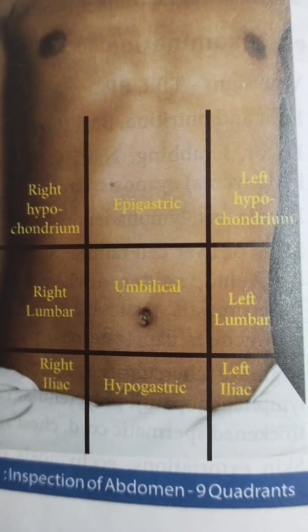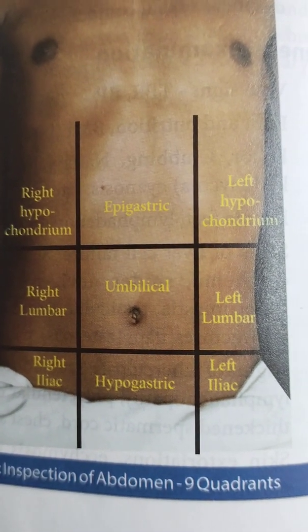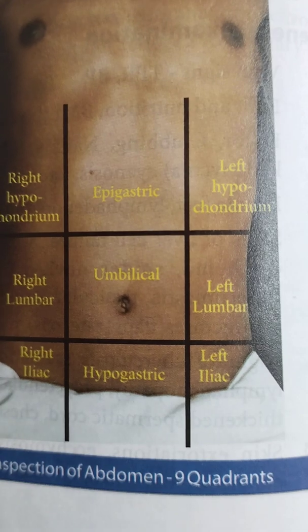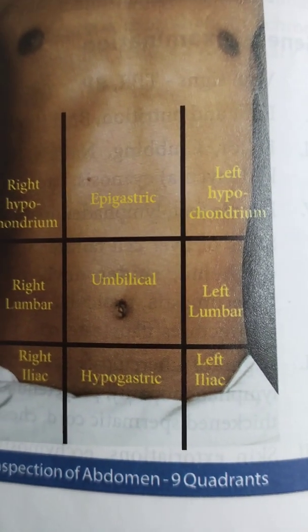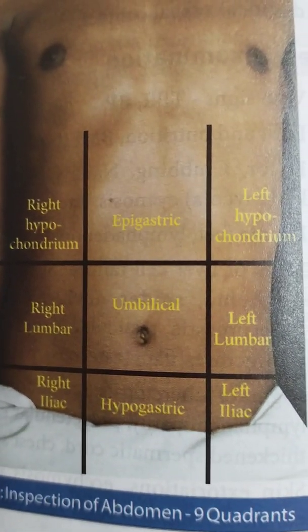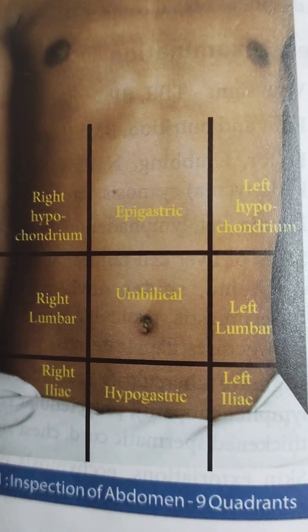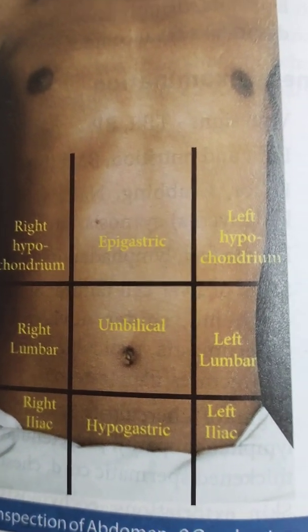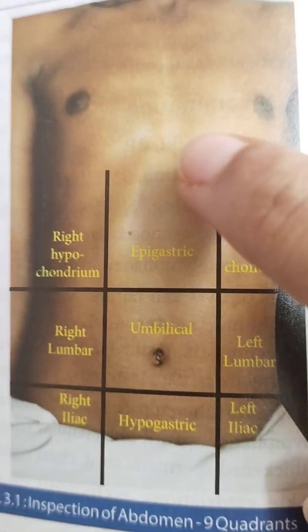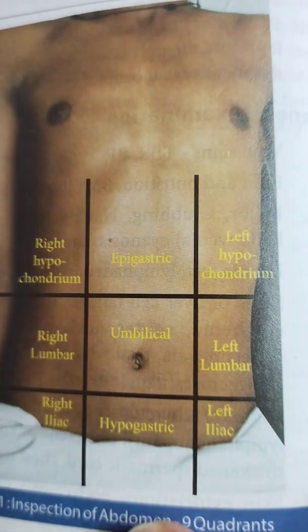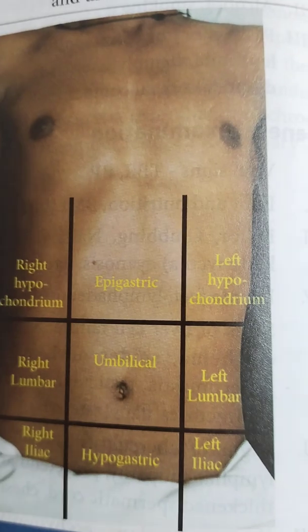The abdomen is divided into 9 regions by drawing two horizontal and two vertical imaginary lines. The two vertical lines are drawn by joining the mid-clavicular point to the mid-inguinal point. As you can see in this figure, from the mid-clavicular point till the mid-inguinal point.